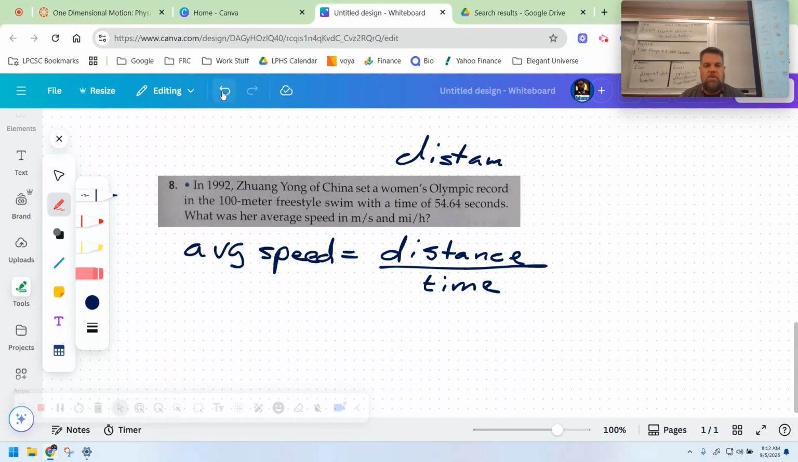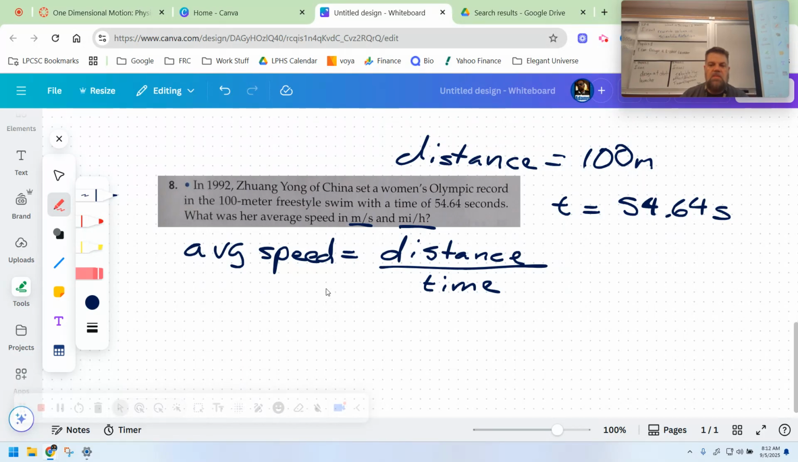Oops, I misspelled the word distance. Distance is equal to 100 meters. And then the time, we'll just call that T, is 54.64 seconds. So it asks us to do it in meters per second and then convert that to miles per hour. So the meters per second is kind of an easy one.